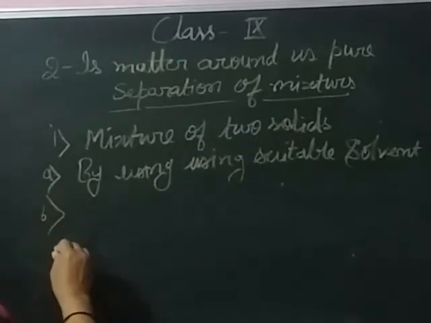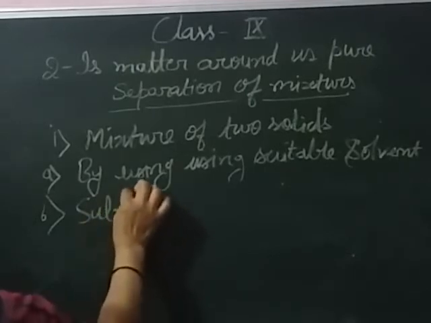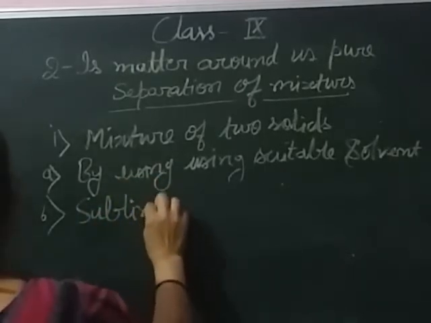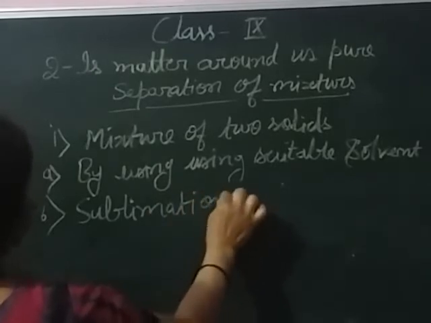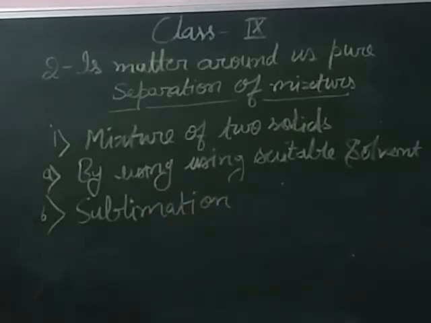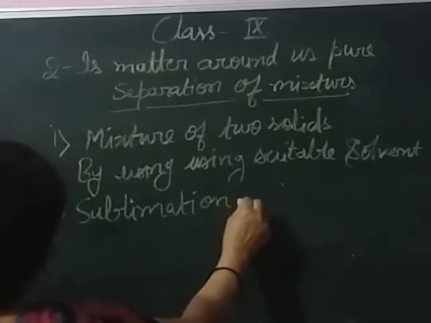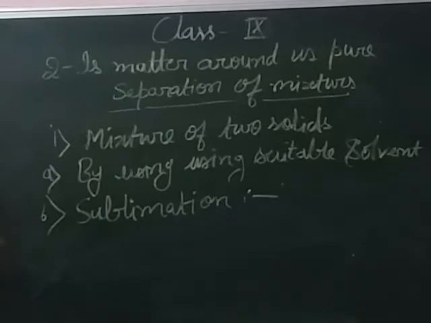The second method is sublimation. What is sublimation? The changing of a solid directly into vapor on heating, and of vapor into solid on cooling, is called sublimation. In another simple way, we can say that a substance present in solid form converts directly into gaseous form without changing into liquid.